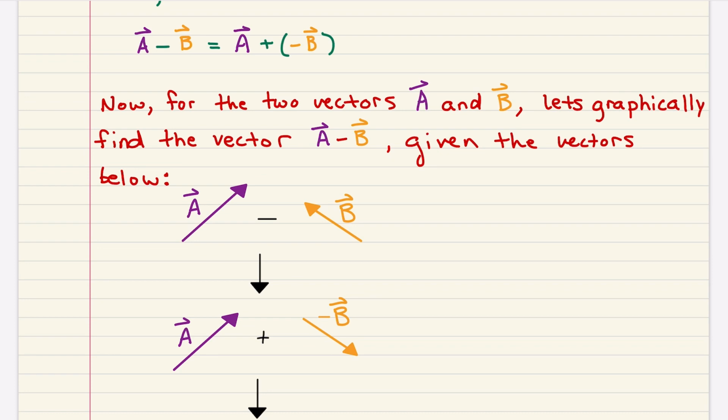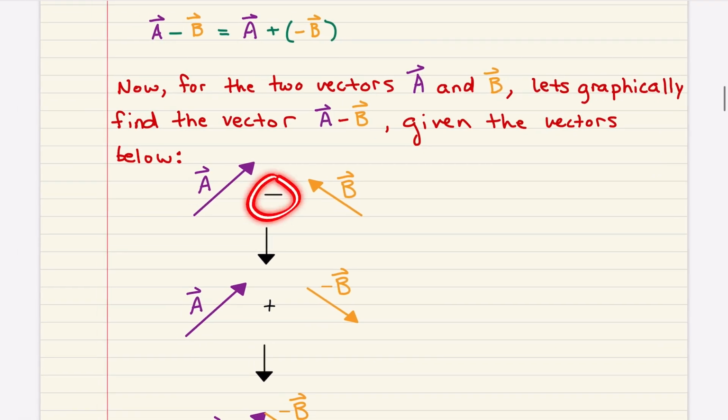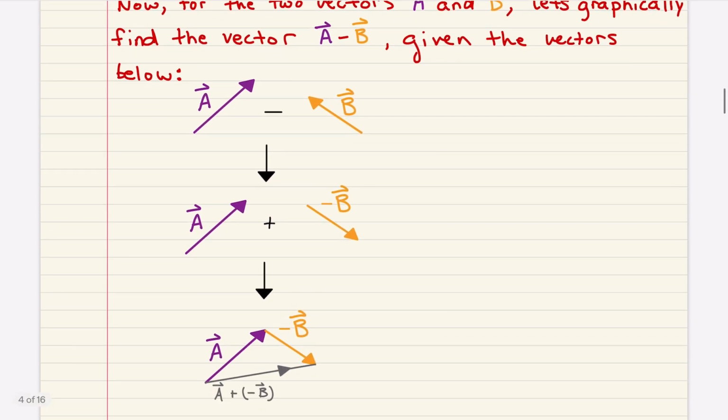And so as long as I understand how scalar multiples work, I understand that that's all that's going to do is take my original B and flip its direction. We're still going to have the same length, but it's going to flip its direction. And now instead of taking the difference, I can just take the sum. All right. And that's going to follow the exact same process as vector addition.